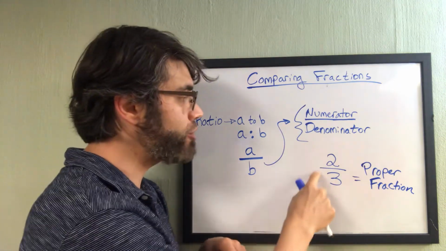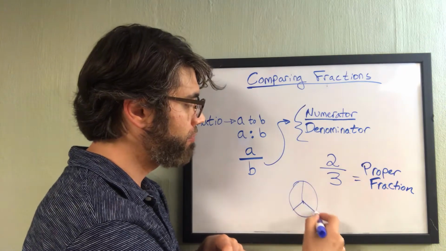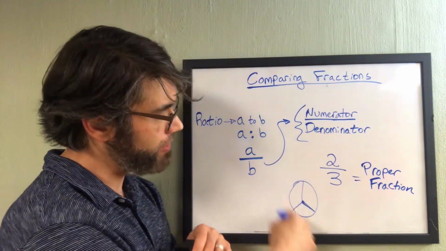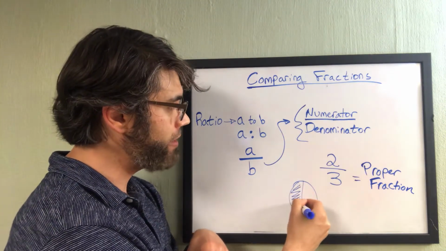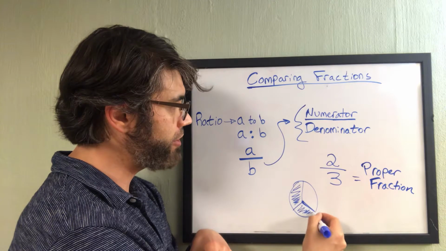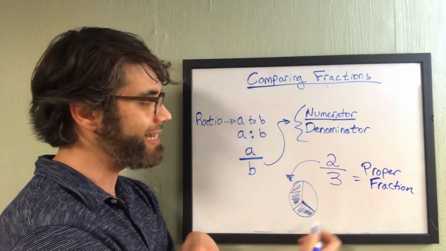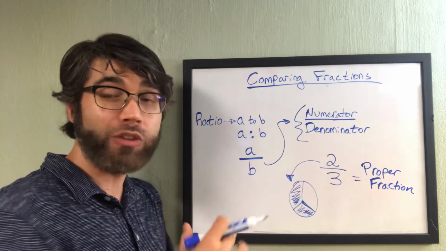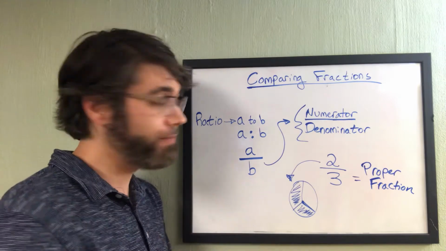Okay, so do you see that 2/3? Like if you had 2/3 of a pie, this pie is broken up into 3 sections. This is 1/3, this is 2/3. So 2/3 is represented here in the shaded portion. Do you see that it's not equal to the entire pie? It's less than the whole pie. So proper fractions are always less than 1.